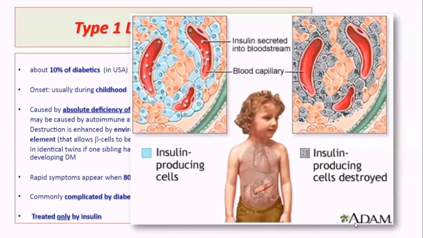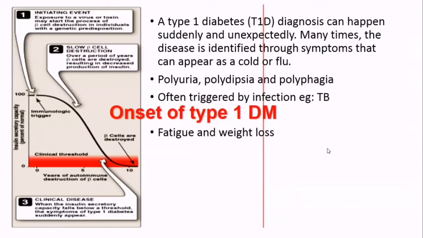So in the diagram you can see these are insulin particles which are secreted into the blood capillaries from the islet beta cells, and when these beta cells are completely destroyed, there are no insulin particles seen in the bloodstream. So the initiating event is exposure to a virus or toxin which may start the process of beta cell destruction in individuals with a genetic predisposition.